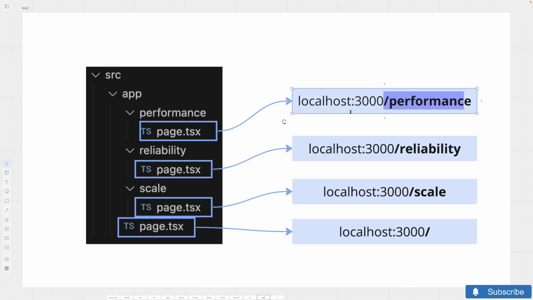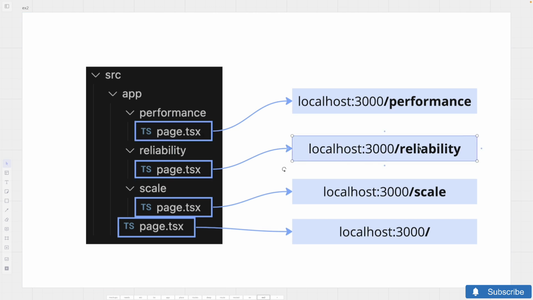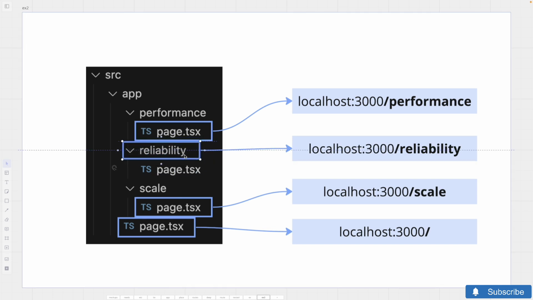So in other words, whenever a user goes to /performance, Next is going to look for a performance folder inside of our app directory. It's going to try to find a page file inside there, and if it does, it's going to show that page file on the screen. Likewise, if a user goes to /reliability, Next is going to look for a folder called reliability, find a page file inside there, show that page file on the screen, and so on.